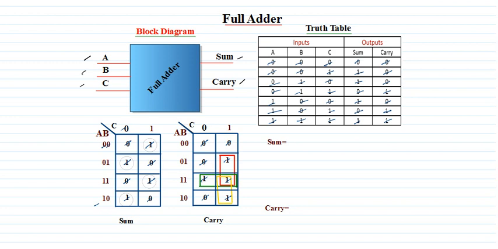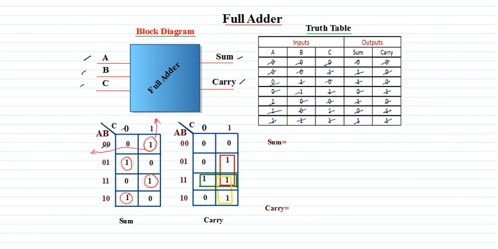To do that, we have to group the adjacent ones, but here there are no adjacent ones found in the sum Karnaugh map, so that is the reason we have grouped individually. So this is one group, this is another group, this is another group, and this is another group. We have 4 different groups here. Now to write the Boolean expressions, you have to move horizontally like this and vertically like this.